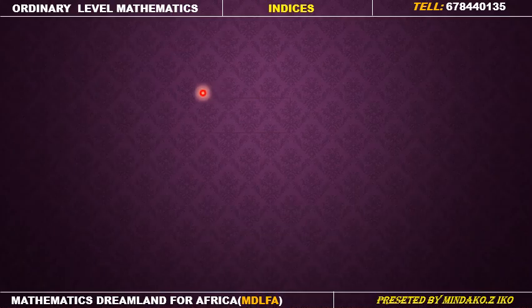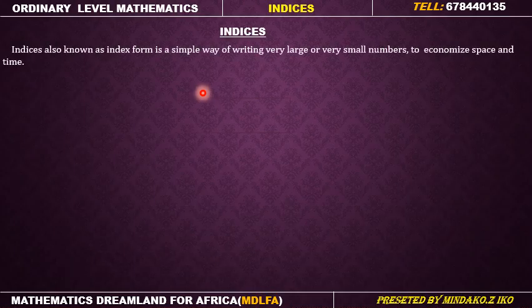Okay, so we are going to look at indices. Indices, also known as index form, is a simple way of writing very large or very small numbers to economize space and time. For example, you can be writing 2 to the power 5 as 2 times 2 times 2 times 2 times 2, which is time consuming and takes space, but you can just condense it to 2 to the power 5.